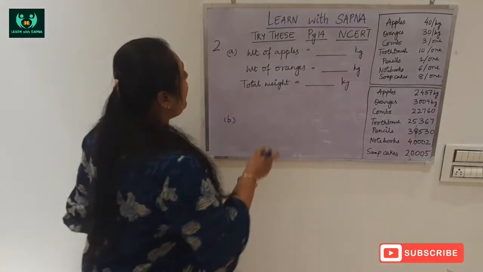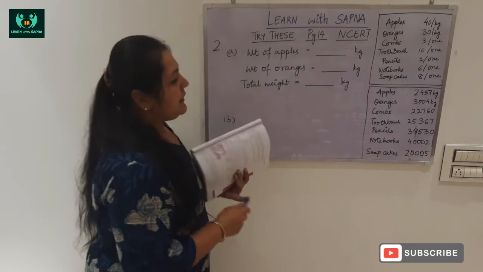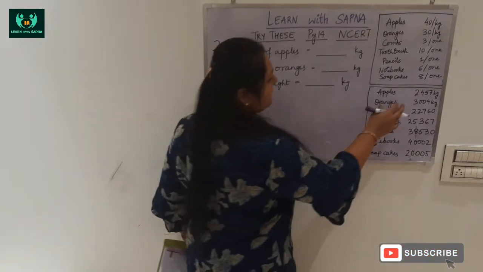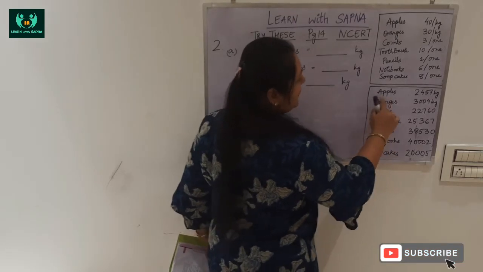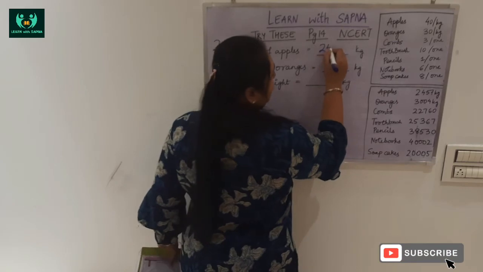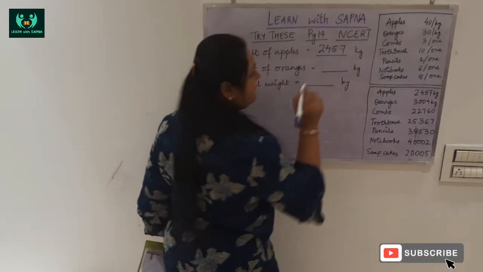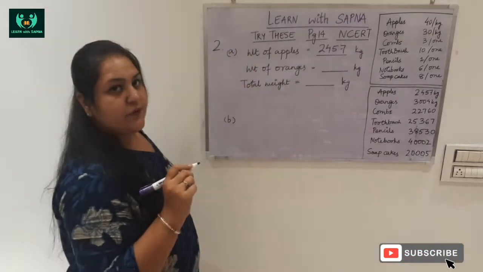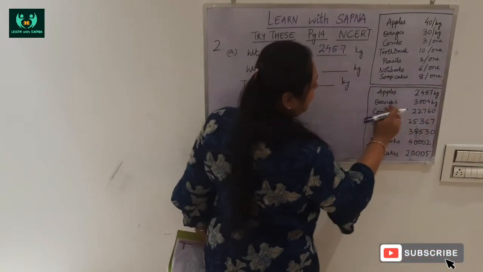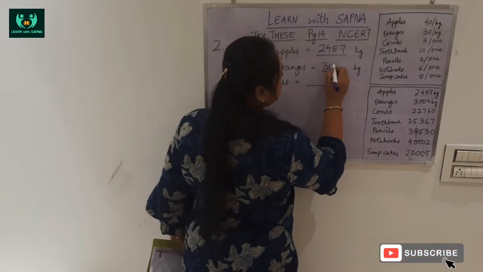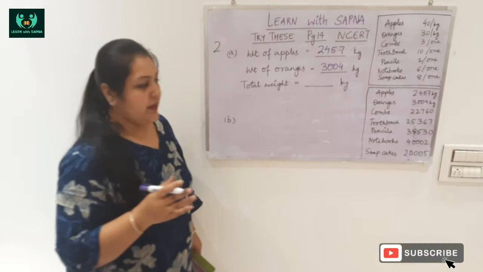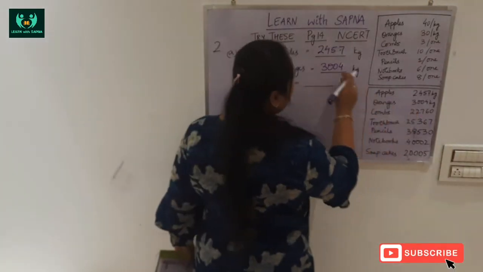A part says what is the weight of apples in kgs. Total weight कितना है apples का. Now हमें quantities दी हुई हैं in this table. So what is the weight of apples? ये हमें यहाँ पे दिया हुआ है 2,457 kgs. That is the weight of apples. Weight of oranges कितना है? यहाँ पे हम देखेंगे table में oranges के सामने 3,004. इन सारे questions के लिए हमें इन tables का reference use करना है, right. So 3004 is for oranges.